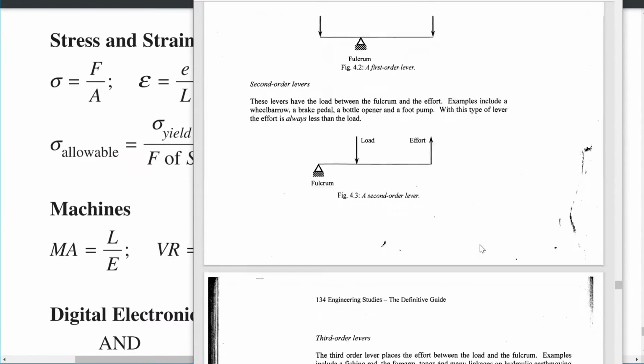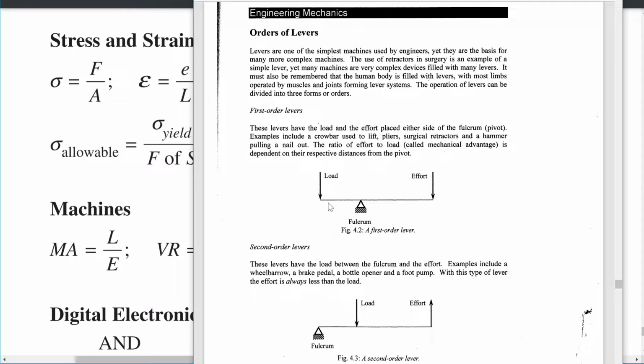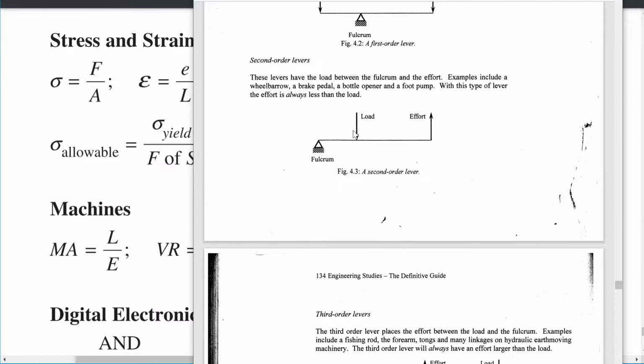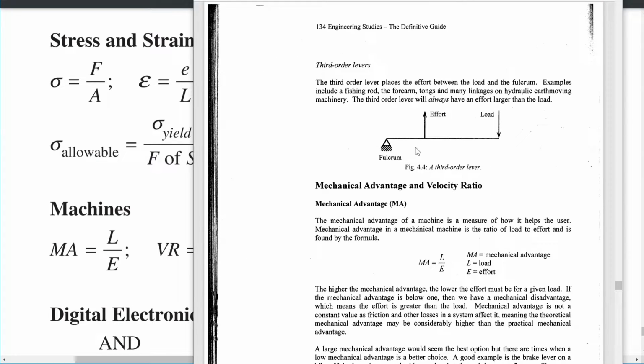I talked about how fat kids always win on seesaw. It all depends. If the fat kid is sitting further or is sitting closer, a skinnier kid might still be able to win at seesaw. In the case of the wheelbarrow, a wheelbarrow is always going to give us advantage because the distance traveled by the effort is always greater than the distance traveled by the load. In the case of third order levers, it's the other way around.